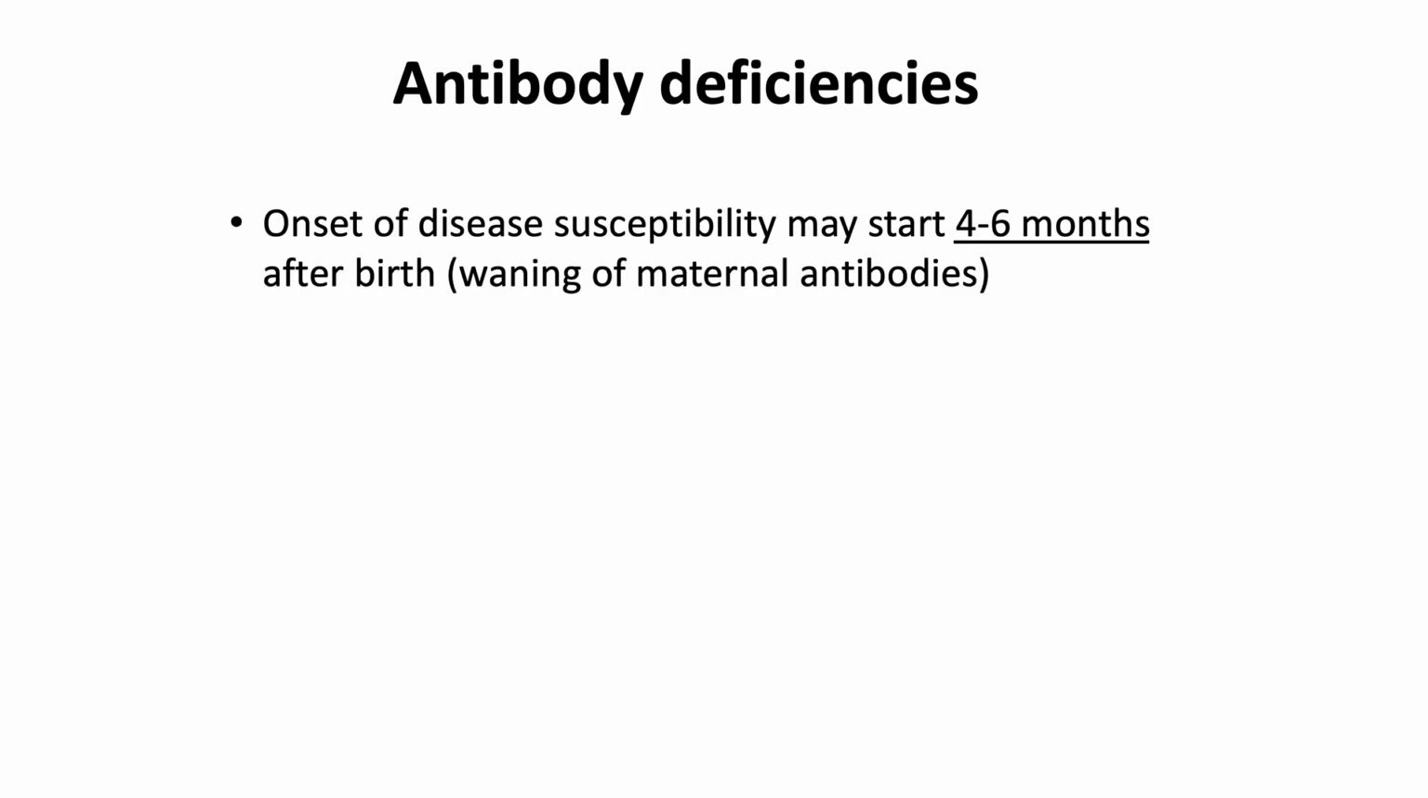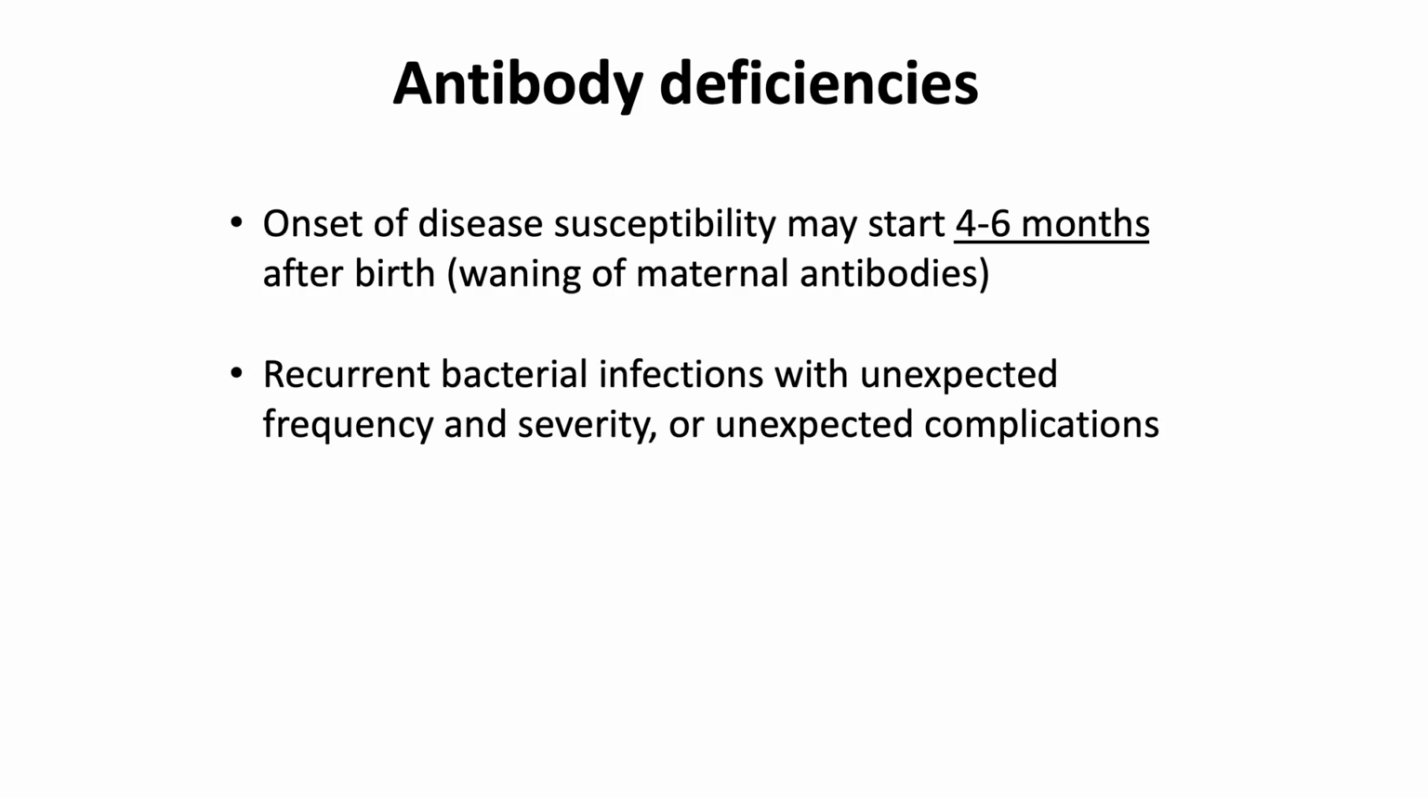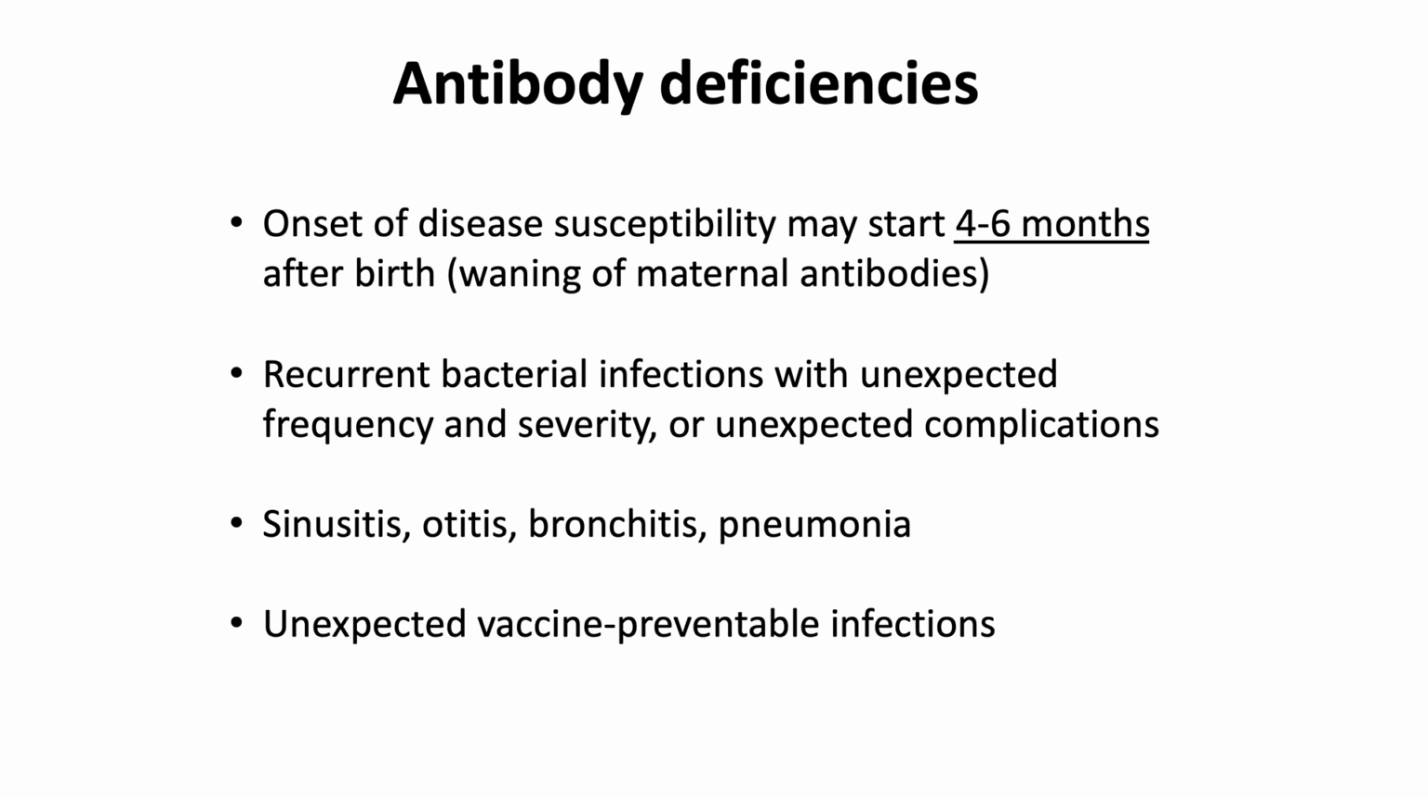Moving on to antibody deficiencies, one of the key things to know about antibody deficiencies is that unlike SCID, the onset of disease susceptibility won't usually start until 4 to 6 months after birth. The reason for this is that's about the time that maternal antibodies wane. This can result in recurrent bacterial infections, again of unexpected frequency and severity or with unexpected complications. Often these are infections of the respiratory tract, including sinusitis and otitis, and often can be the result of unexpected vaccine preventable infections, such as, for example, Haemophilus influenzae.